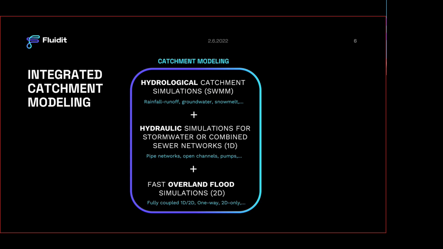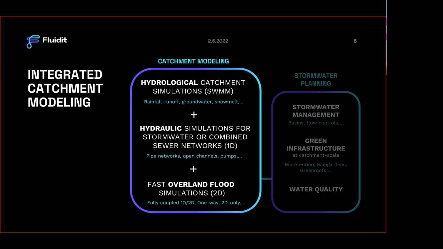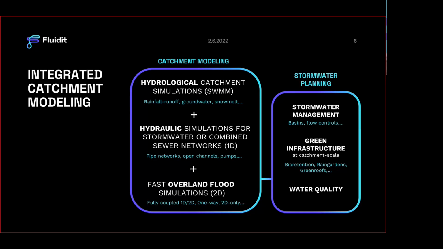But that's not all. I like to emphasize that we think you have to include also stormwater planning aspects, such as stormwater management measures, basins, flow controls, and so on. Also catchment-wide green infrastructure methods to assess bioretention, rain gardens, green roofs, and their impact to the urban environment and hydrology. And not to forget water quality that you can also analyze and you should take into account when you think about the holistic catchment modeling.